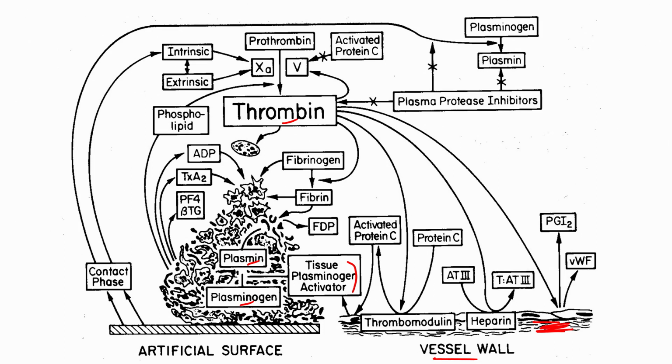Again, as I said, you do not really need to remember this, but there are some key players such as factor 10A, plasmin, plasminogen, fibrin, fibrinogen. These are some things that you should remember.